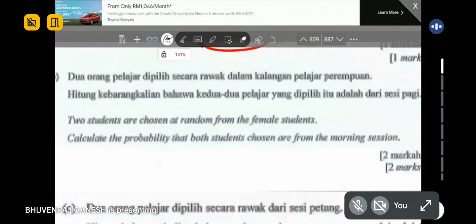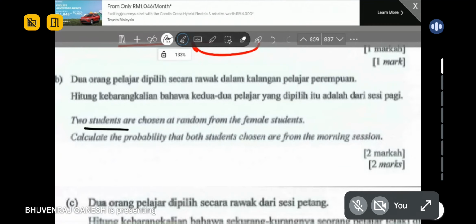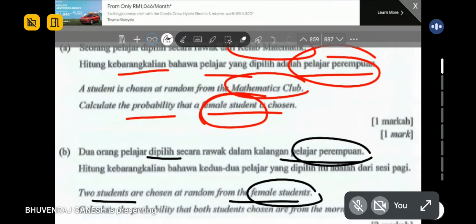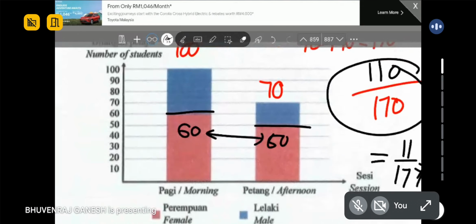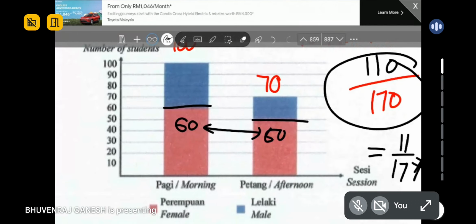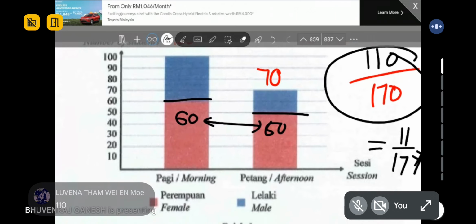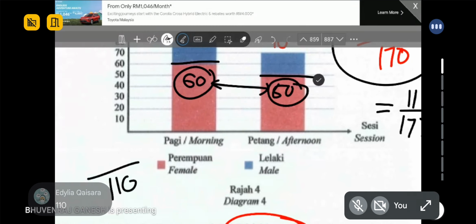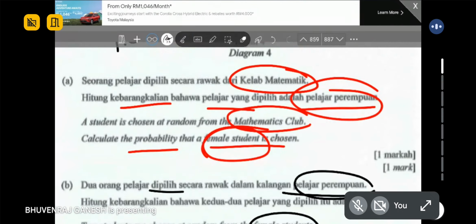Okay, next one. For part B guys, they say 2 students chosen from female students. You guys see the keyword dipilih daripada pelajar perempuan. So guys, may I know what is the total now? Apa jumlah saya sekarang? Anyone got idea? Based on this diagram, now they say they choose from female students only. Yang perempuan saja. So total dia berapa? Yes. Your total now is divide by 110, guys, because the total is these two, 60 plus 50.